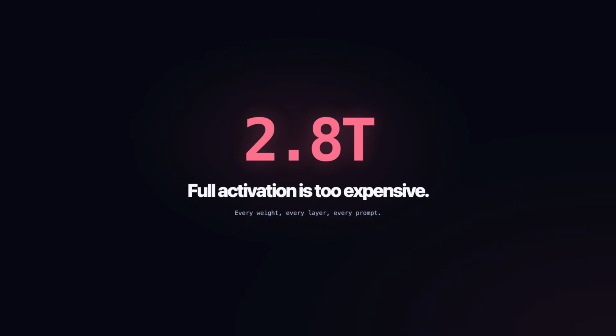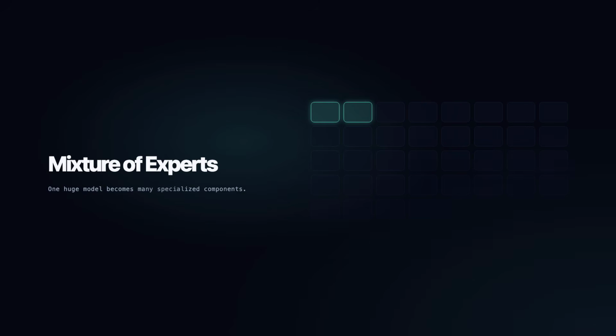A 3 trillion parameter model is too expensive. Imagine that every time you entered a prompt, Kimi K3 had to activate all 2.8 trillion parameters. Every layer, every weight, every calculation. Even on powerful data center hardware, that would be painfully expensive. So Kimi K3 uses a technique called mixture of experts.